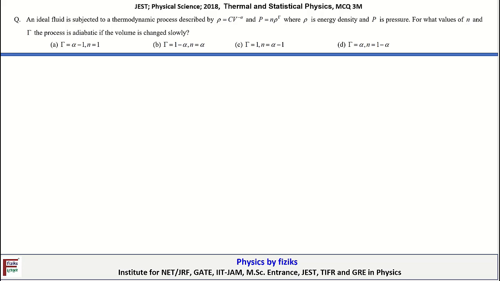So let's continue with the next problem. The statement is, an ideal fluid is subjected to a thermodynamic process which is described by rho equal to C V to the power minus alpha, and P equal to n rho to the power gamma, where rho is the energy density and P is the pressure. For what value of n and gamma is the process adiabatic if the volume is changed slowly?